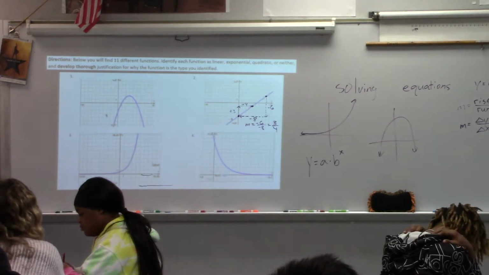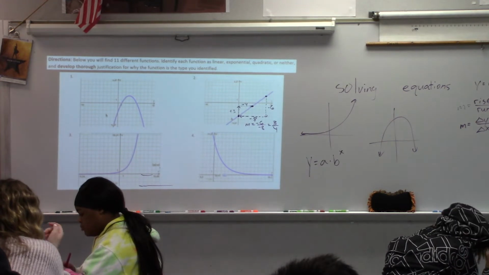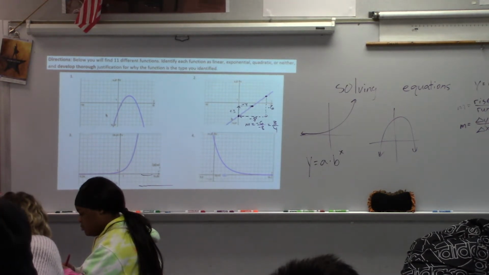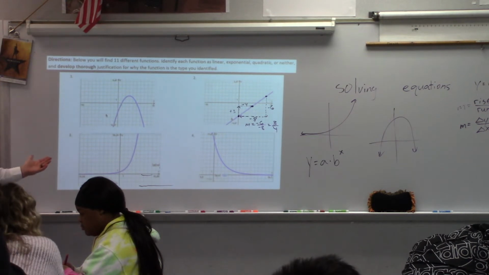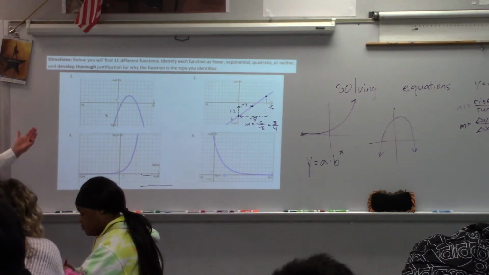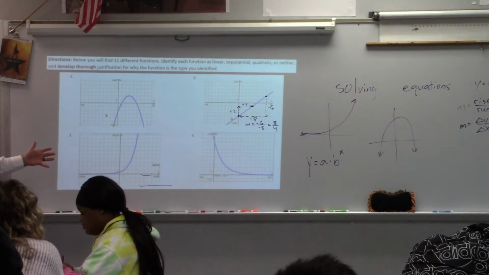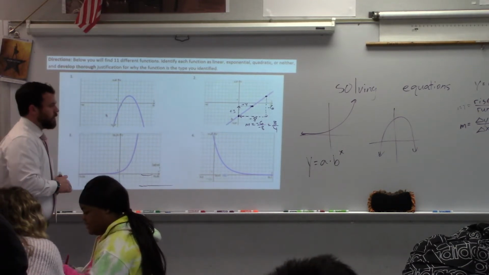In order for you to claim that there's a constant multiplicative rate of change, you need to know what that constant multiplicative rate of change is. You can also just tell me it's exponential because the graph is an exponential curve. What word can you not use here that starts with an L? You cannot call this a line because it's not a line, it's a curve. All right?